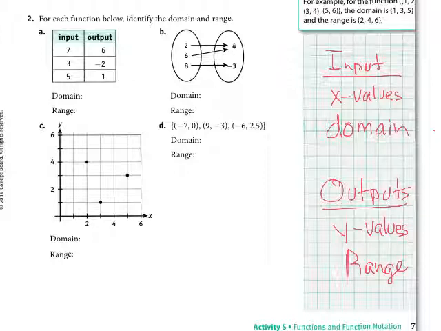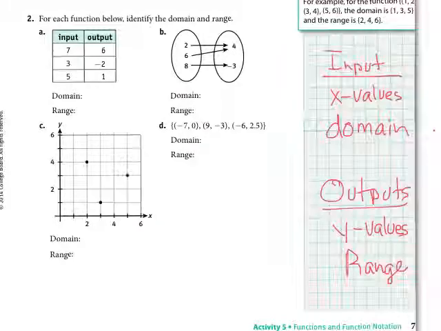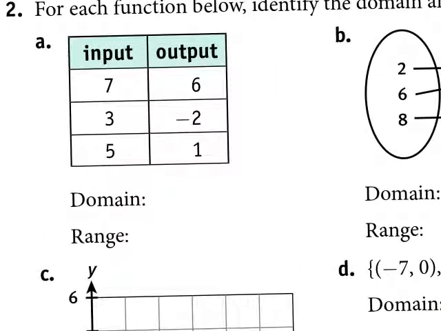Okay, so for A, what are my inputs or my domain values? 7, 3, and 5. The important part about domain and range is you always want to put them in the little squiggly braces. Okay, so looking at A, domain, I do my little brace, 7, 3, and 5.